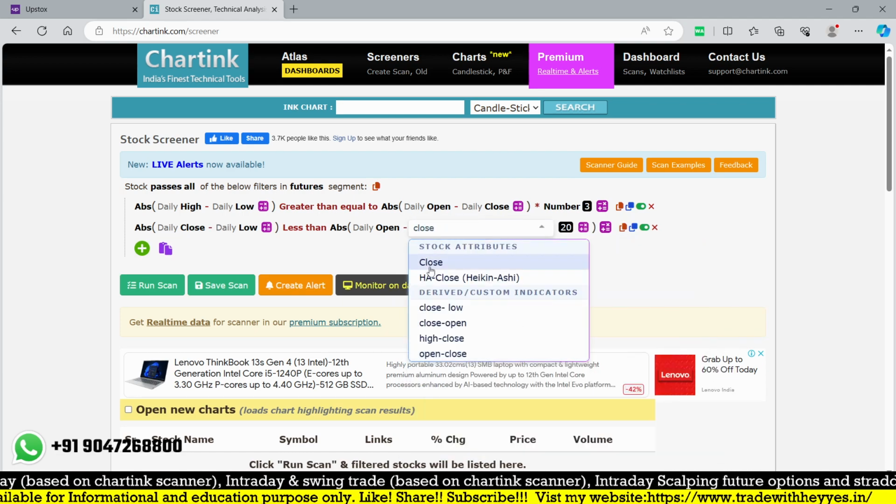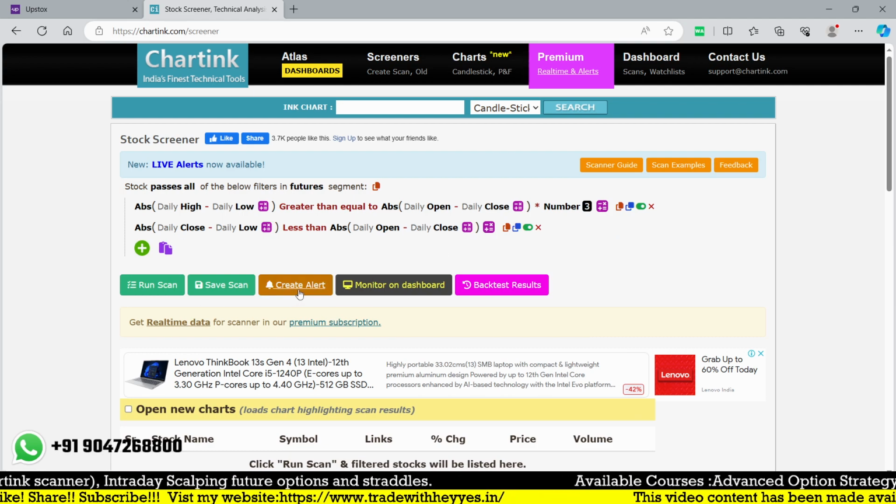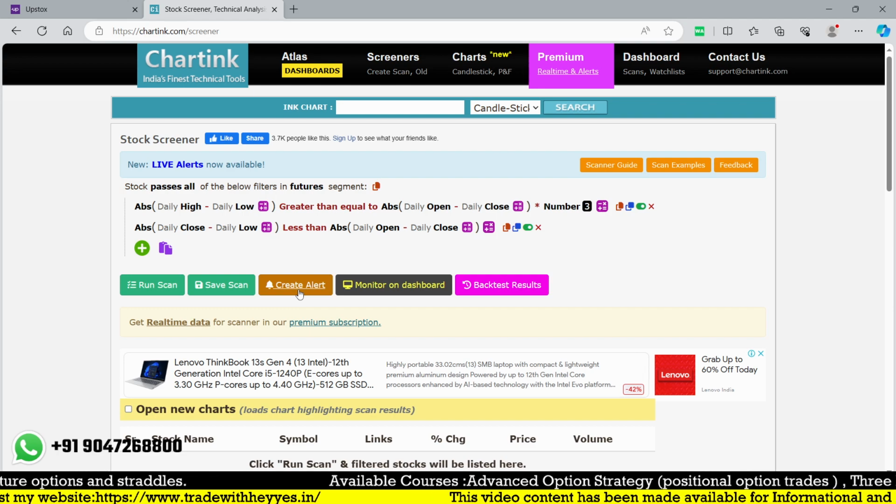Here, let us take open minus close and close minus low, and this is the condition. It will fetch the stocks which are forming shooting star kind of candles.